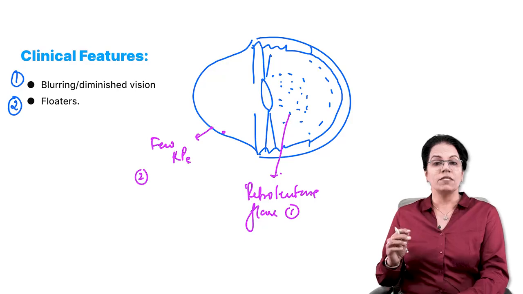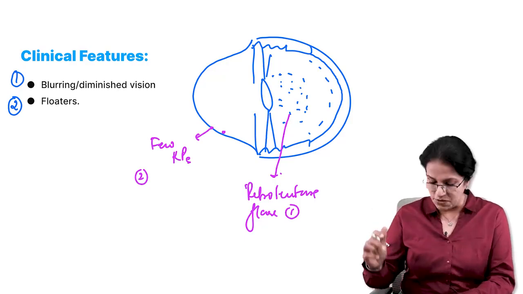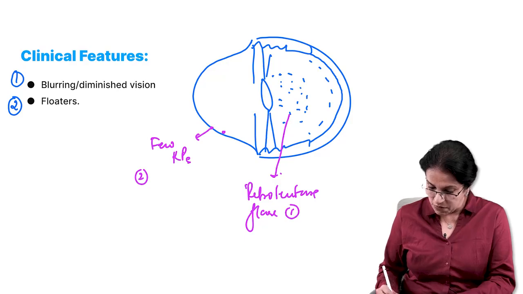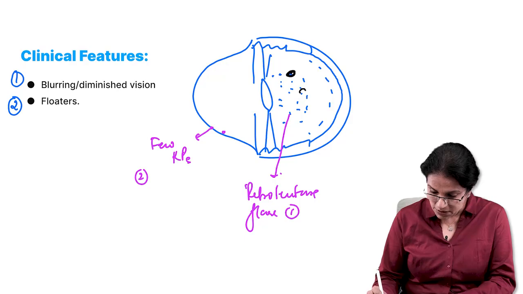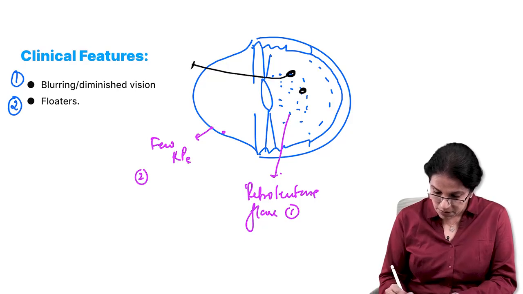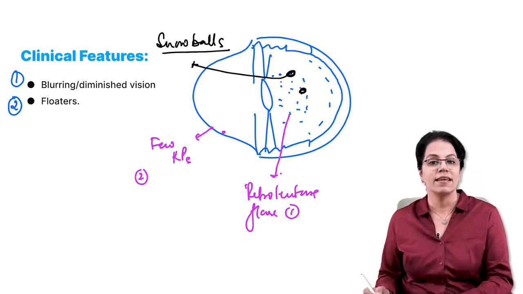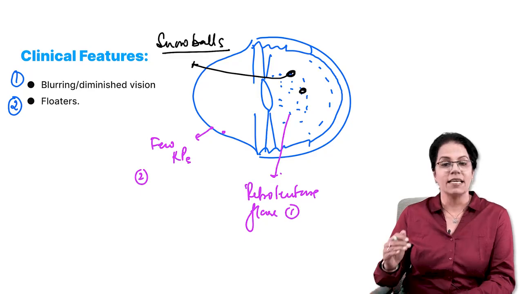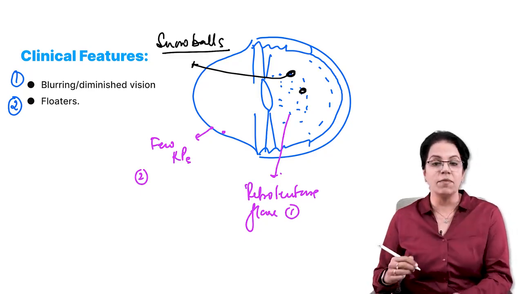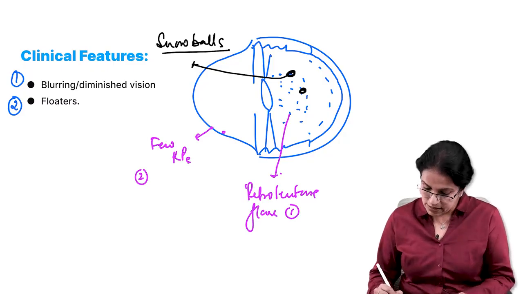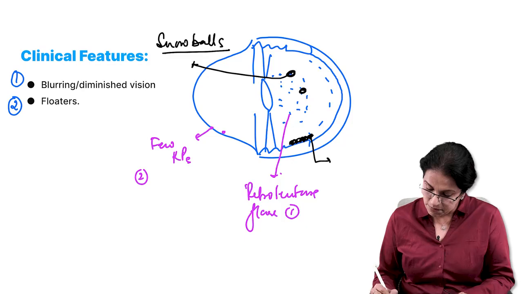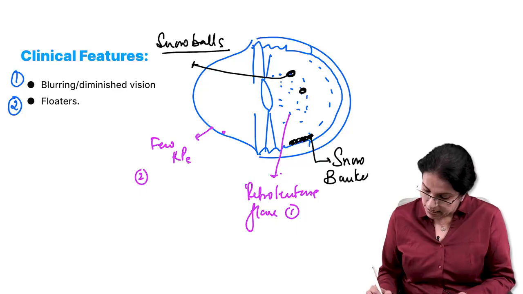Number three are inflammatory exudates floating in the vitreous. These inflammatory exudates floating in the vitreous are what is called snowballs. Okay, inflammatory exudates floating in the vitreous are snowballs, right? And when you see some fibrovascular exudative plaque on the pars plana, this fibrovascular exudative plaque is what is called snow banking. Snow banking is what? Fibrovascular exudative plaque.